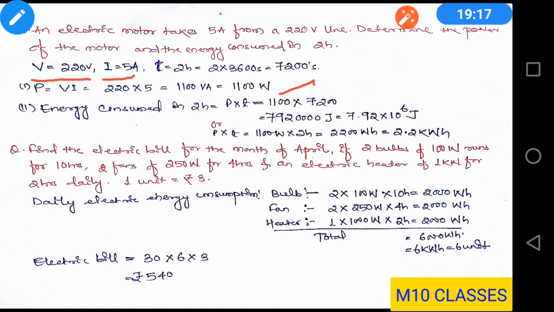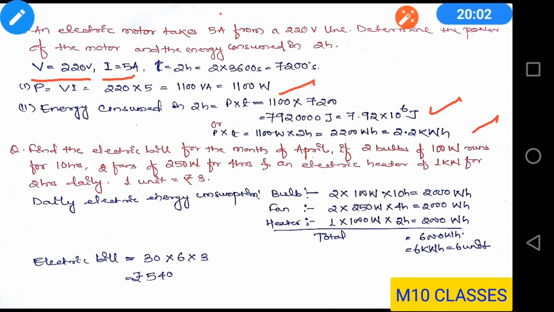Now what is the energy consumed in 2 hours? You may find it in joule, you may find it in watt hour also. If you are going to find it in joule, you have to utilize the SI units. So the power is 1100 watt and the time is 2 hours, that is 7200 seconds. By multiplying you will get 7.92 into 10 to the power 6 joule. But it would be convenient for you to find it in watt hour or kilowatt hour. So again 1100 watt, and you multiply it by 2 hours, you will get 2.2 kilowatt hour. So this is the energy consumed in 2 hours.